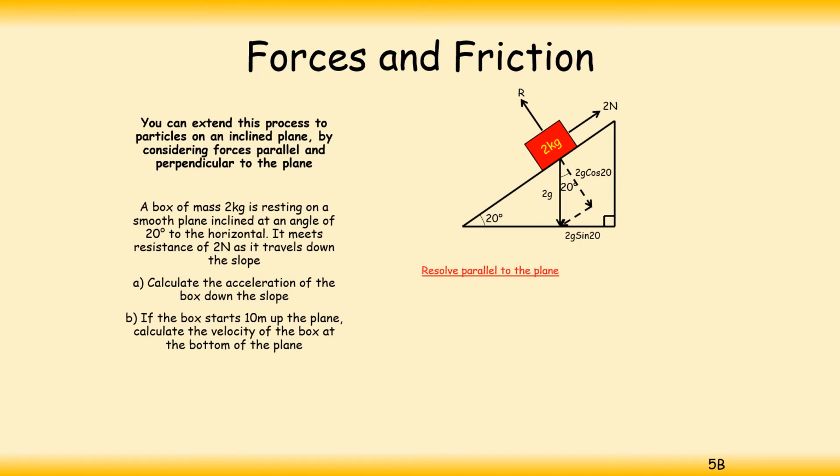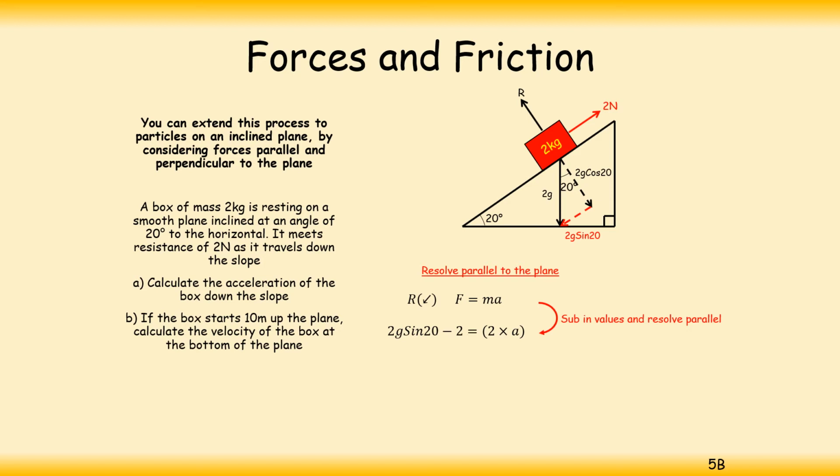So now we're going to resolve parallel to the plane, using Newton's second law of motion, F equals ma. So everything parallel to the plane. If you look at the diagram, I've highlighted it for you. Everything parallel is in red. So we've got 2 Newton going up the plane and 2g sine 20 Newton going parallel down the plane.